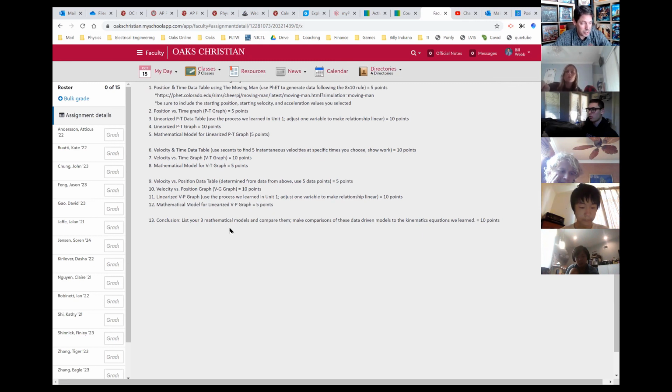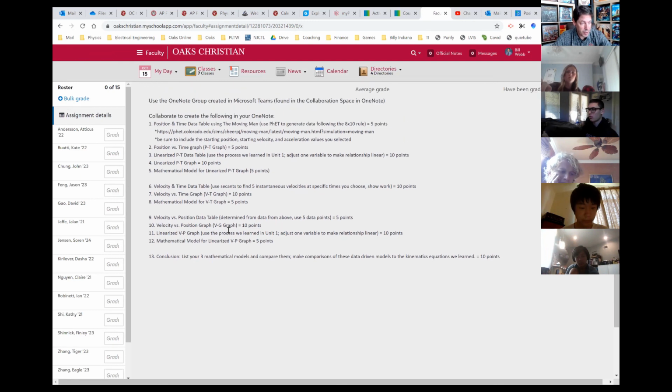And then in your conclusion, you're going to list the 3 mathematical models: the one for your linearized position time graph, the one for your already linear velocity time graph, and the one for your linearized velocity position graph. You're going to write them all down together, and you're going to write a few sentences making comparisons. How are they the same? How are they different? And how do they compare to the 3 kinematics equations that we learned? We technically learned 4, but I'm talking about the 3 that are on the College Board list. How do these mathematical models compare to those kinematics equations?